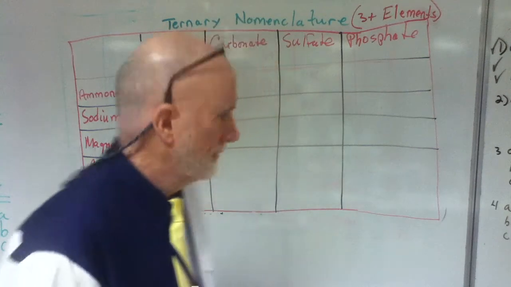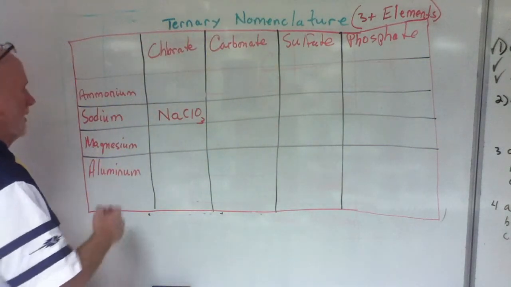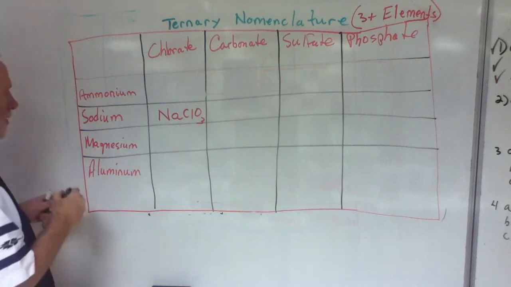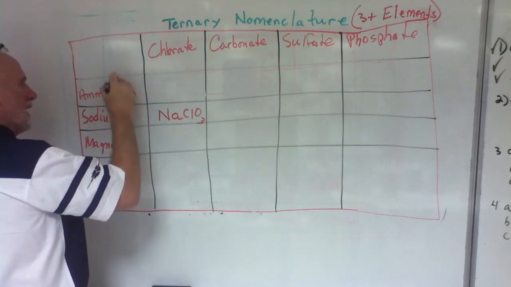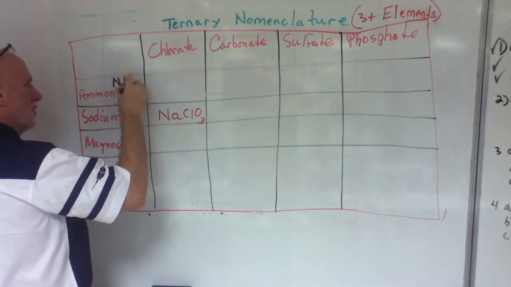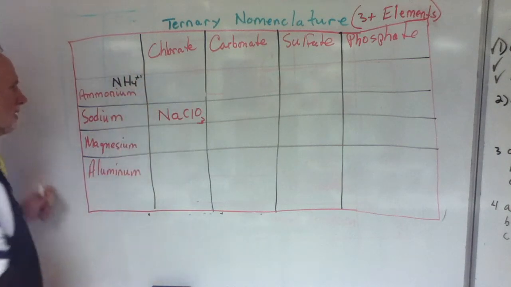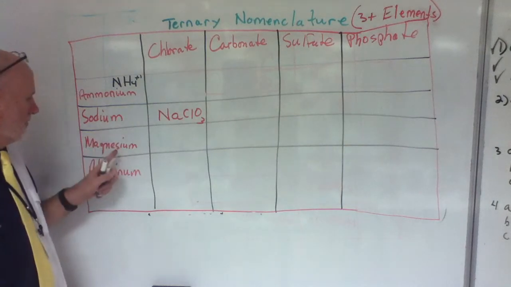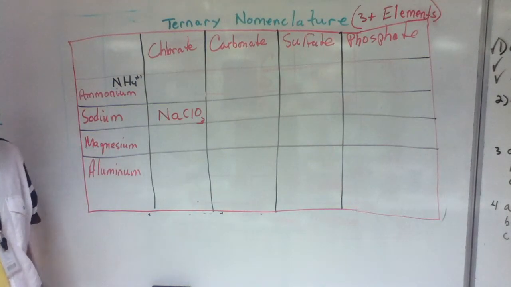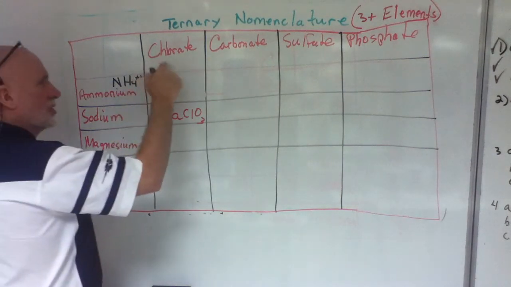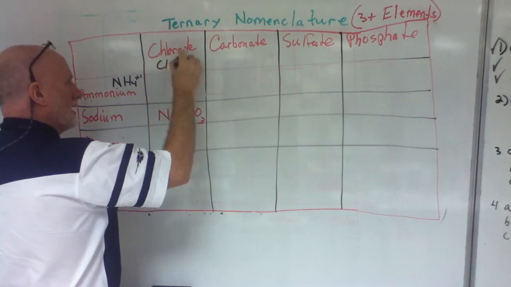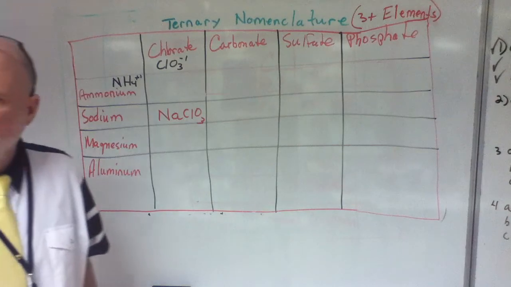Okay? Yes? Okay. Shall I write the formulas here? This is NH4 plus 1 charge. That's ammonium. Okay? That's sodium, magnesium, aluminum. You know how to do those, right? Right? This is chlorate. Chlorate, as you know, Laura, is ClO3 negative 1 charge, right?